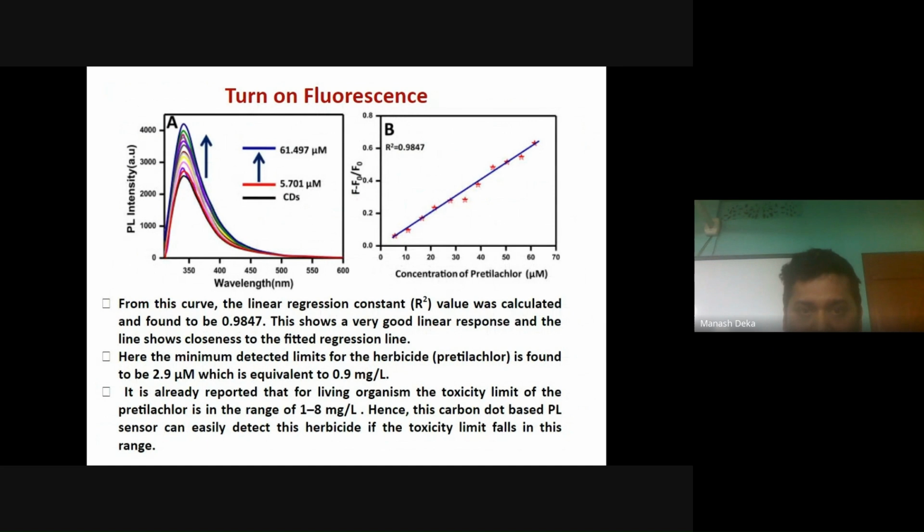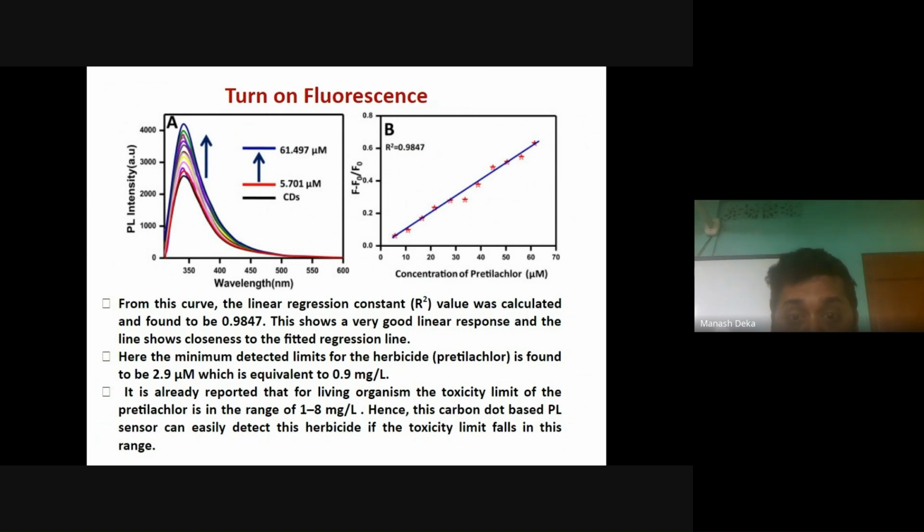Then we have studied this fluorescence property to sense or to detect some herbicide, and we chose a herbicide, pretilachlor. For that purpose, when we added this herbicide to these fluorescent quantum dots, we interestingly saw a turn-on fluorescence, and this is the PL curve, and this is the Stern-Volmer plot. From this curve, the linear regression constant is found to be 0.9847, and it shows a good linear response, and it shows closeness to the fitted regression value.